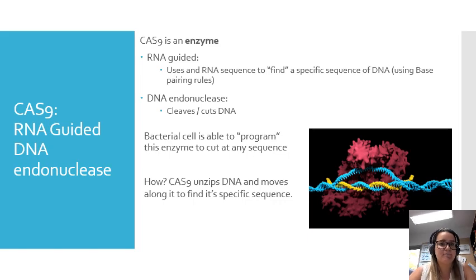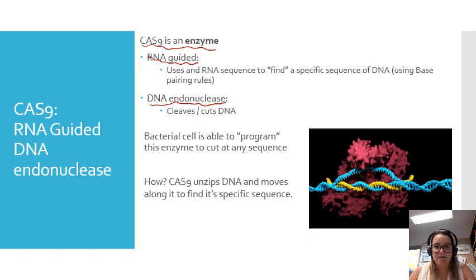So the way that bacterial cells have adapted their own little immune system against these bacteriophages is using this Cas9 protein. So we're breaking up that CRISPR-Cas9, looking just at Cas9, and we'll look at CRISPR in the next slide. So Cas9 is an enzyme. It's an RNA-guided enzyme, and it's a DNA endonuclease. So let's unpack those two things specifically.